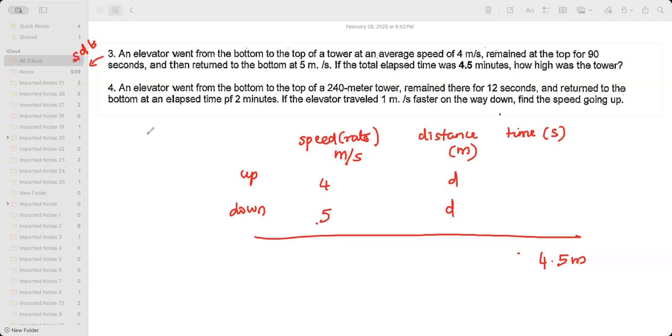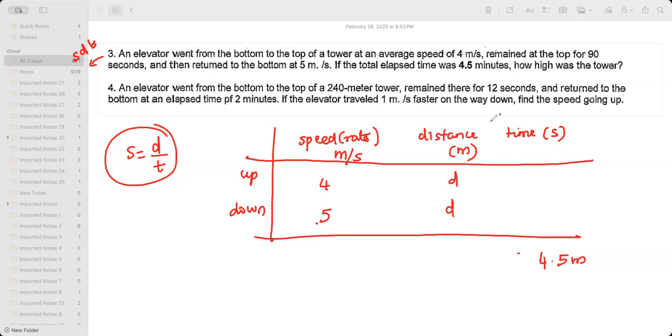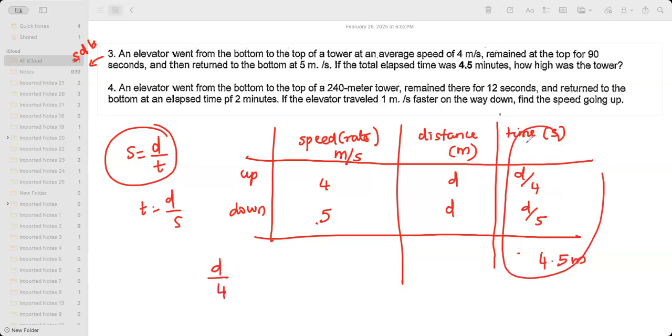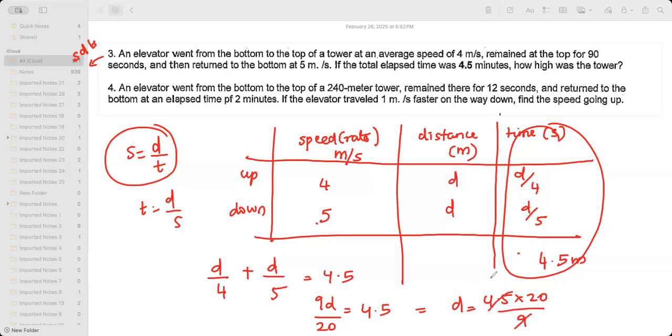How do you find time? Speed equals distance by time. This is what I will write in here. This will be my table. If you're not following, you have to ask. So time will be equal to distance by speed. So distance by speed means d by 4, d by 5. Now, how do you form the equation? D by 4 plus d by 5 will be equal to 4.5. So now 9d by 20 equals 4.5. Now d will be equal to 4.5 times 20 by 9. Manav, was that hard?